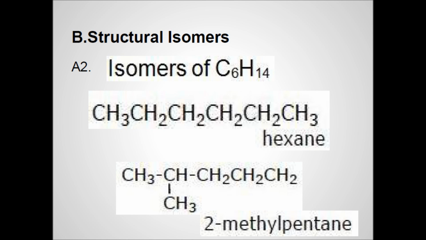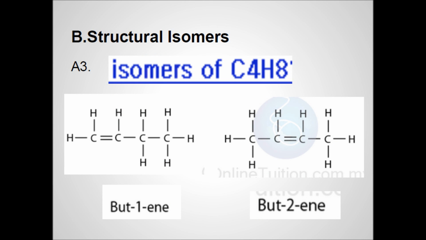C6H14 could be written as hexane or 2-methylpentane, since they have the same molecular formula. For question 3, isomers of C4H8 can be written as but-1-ene or but-2-ene. The only difference is that they have different structures but have the same molecular formulas.